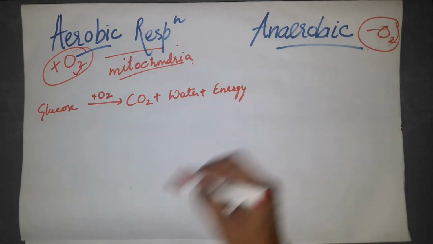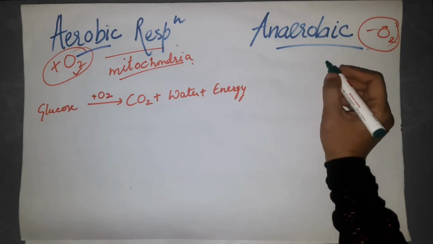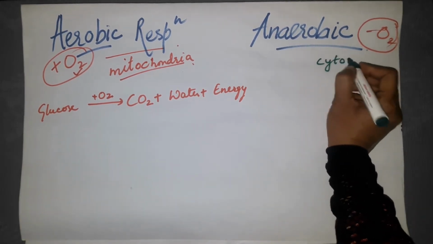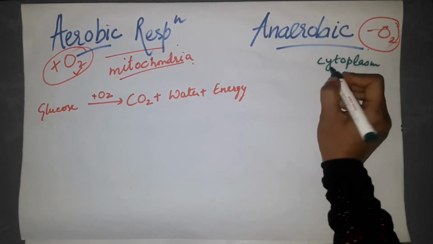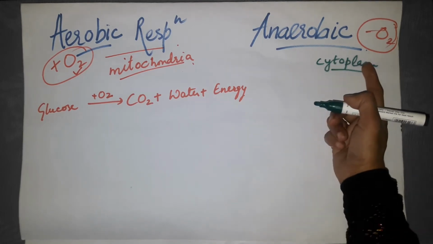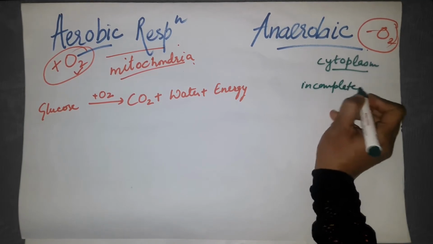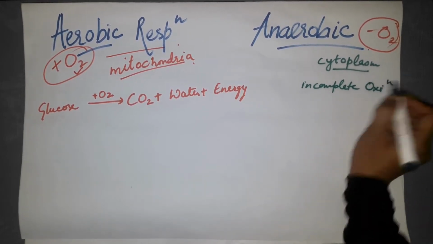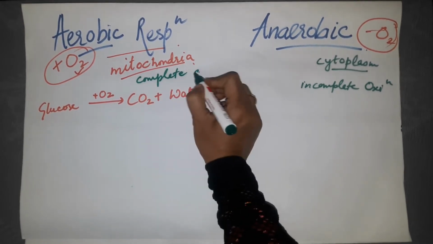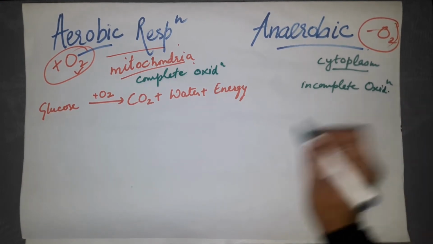Whereas when you see anaerobic respiration, first of all it will happen in the cytoplasm of the cell. Cytoplasm, that is the liquid of the cell, and this will happen in the absence of oxygen. So it will be incomplete oxidation, incomplete oxidation. Whereas here in aerobic it will be complete oxidation, and here there will be incomplete.